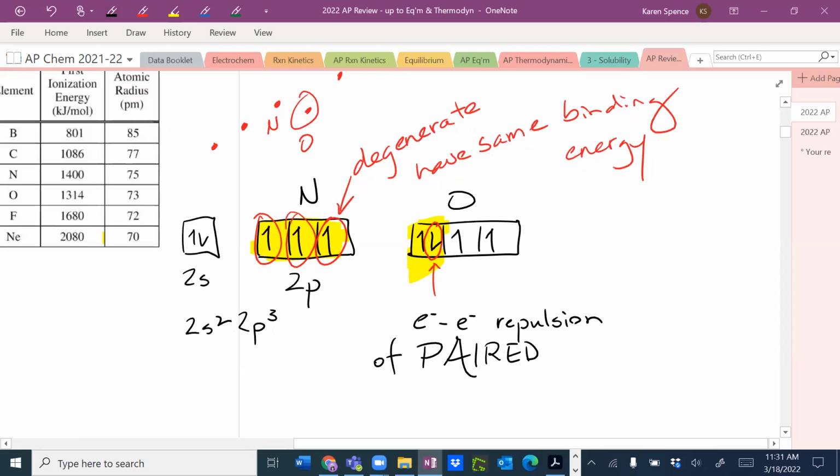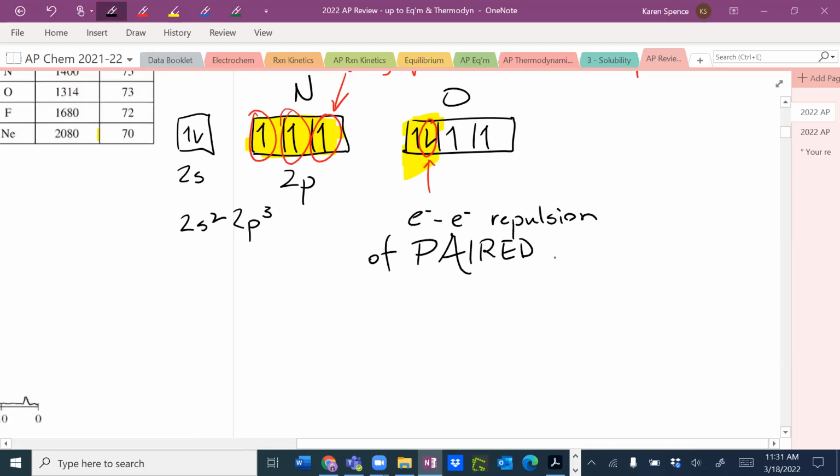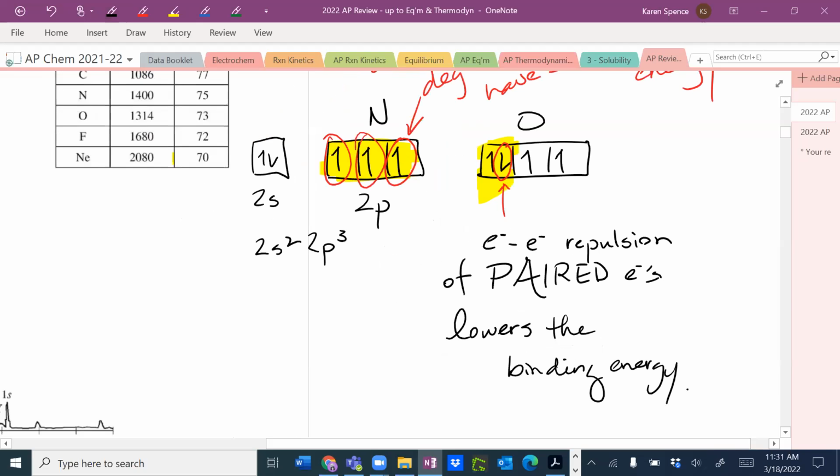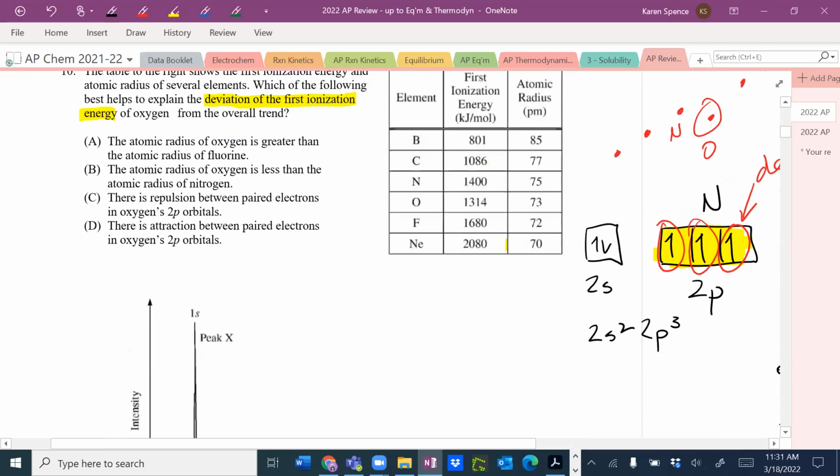So the electron repulsion of the paired electrons lowers the binding energy. Okay, so if we go back, which one says that? There is repulsion between the paired electrons in oxygen's 2p orbital. There we go. Number 10C. Excellent.